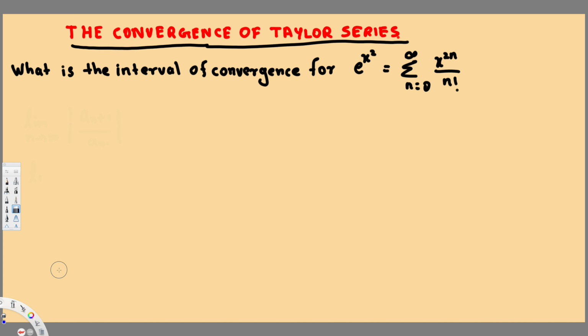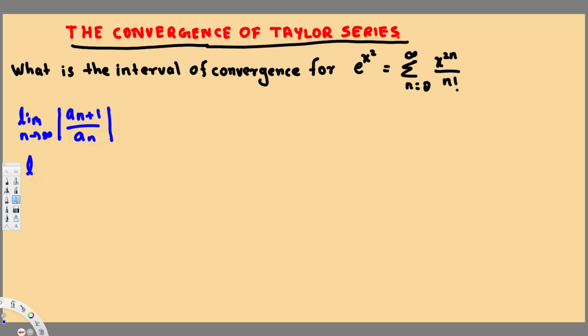Let's do this problem right here. This question is asking what is the interval of convergence for e power x squared, and that is given in power series format. Now let's see how we can find it. To find that, we take the ratio test. So the ratio test is the limit as n approaches infinity of the absolute value of a_(n+1) over a_n, right? In order to converge, this ratio should be less than 1. Now let's figure out the ratio first and see what we get.